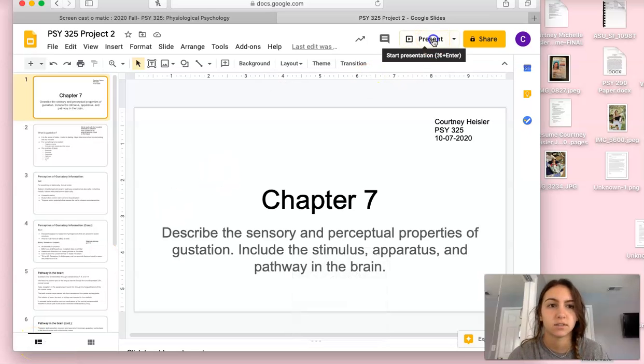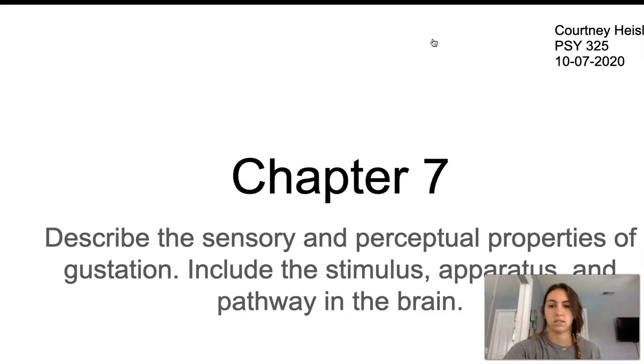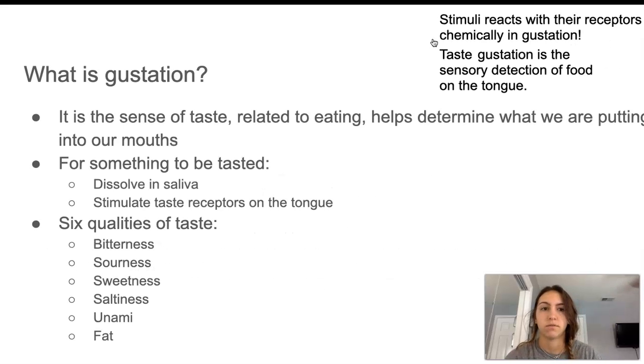Okay, so I have chapter 7, which is describe the sensory and perceptual properties of gustation, including the stimulus, apparatus, and pathway in the brain. So first, I'm going to talk about what is gustation. It is the sense of taste. It is related to eating, and it helps determine what we are putting into our mouths.